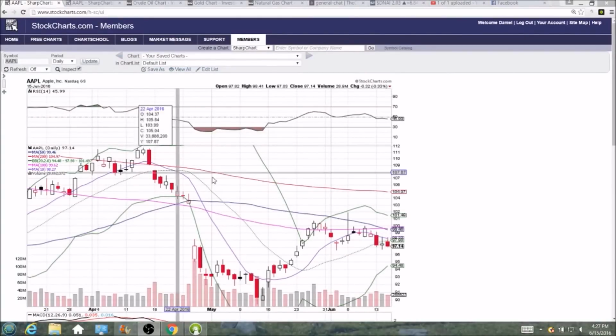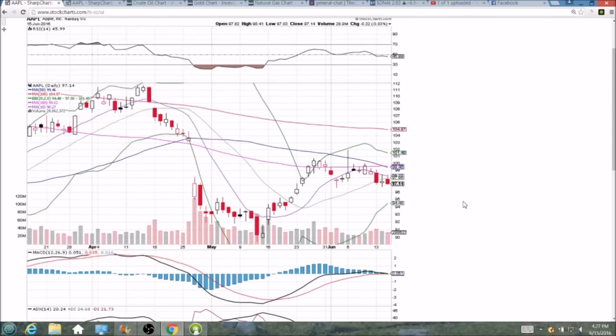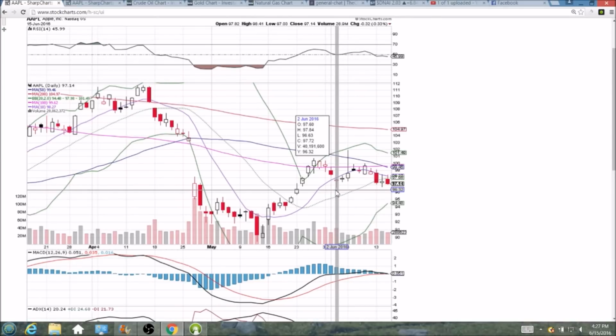Hey everyone, looking at Apple on the daily and weekly time frame, and guess what? Another rejection from the 10-day moving average resistance of 98.27. That makes 4 days in a row. Unable to get above the middle Bollinger Band last 2 days as well. That's adding to the resistance at 97.98. Very key support test coming, 96.63.